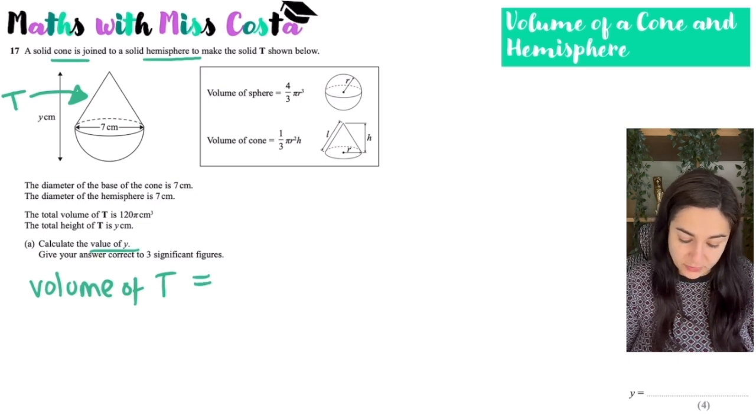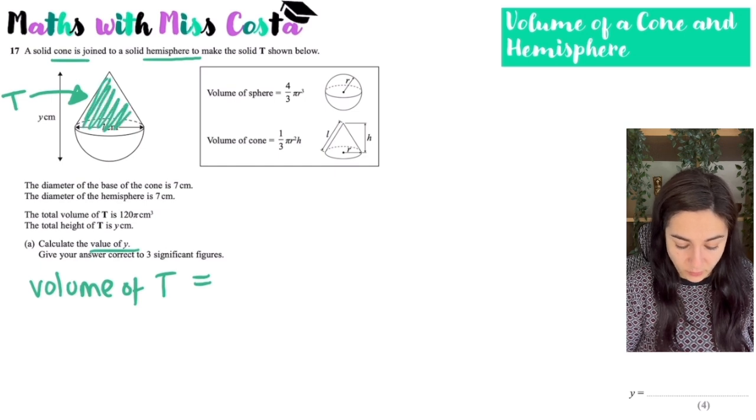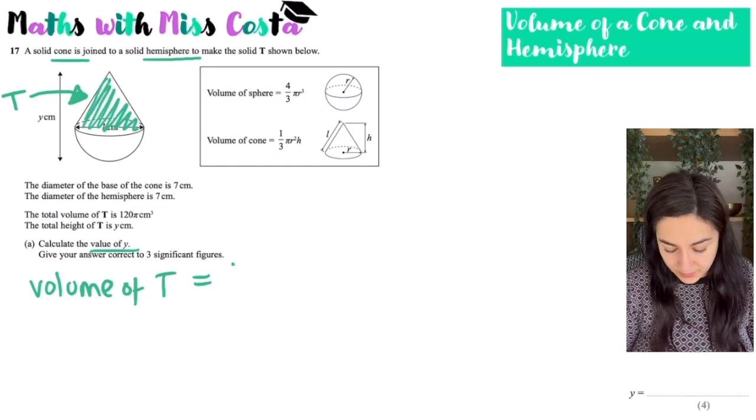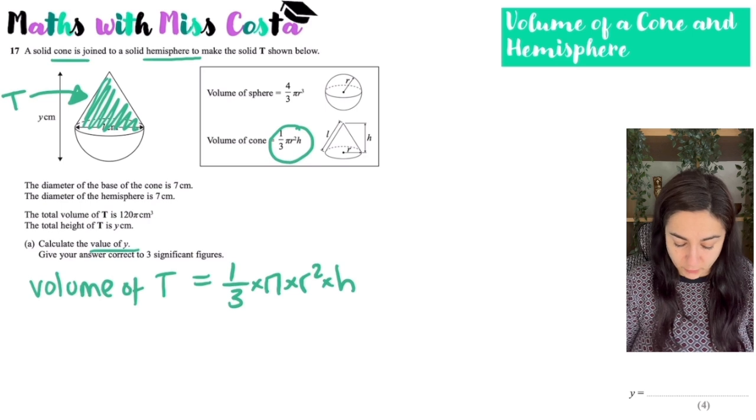And how do we create the volume of T? Well, we create the volume of T by working out the volume of the cone, which we know is 1/3 times pi times r squared times h. Okay, I'm just using this formula here, plus the hemisphere.